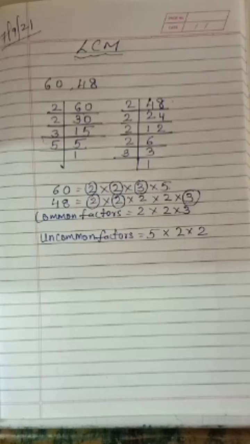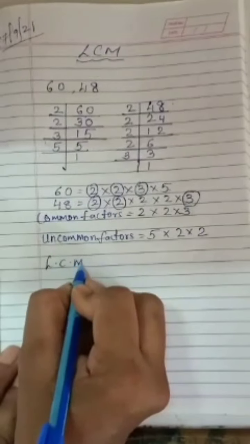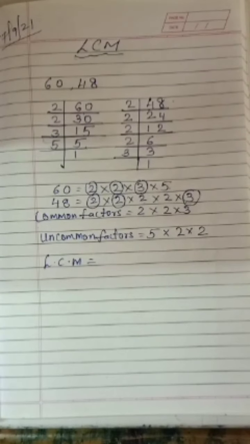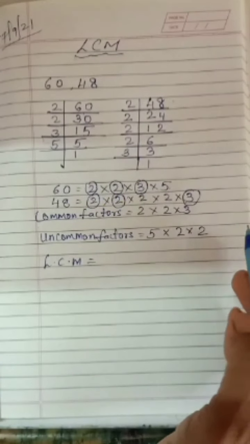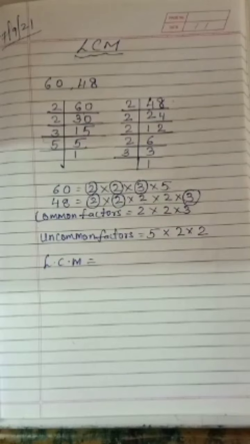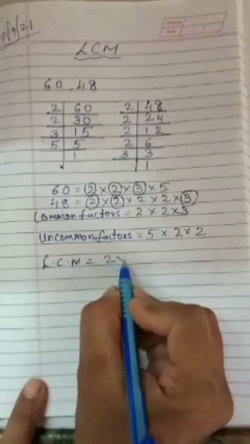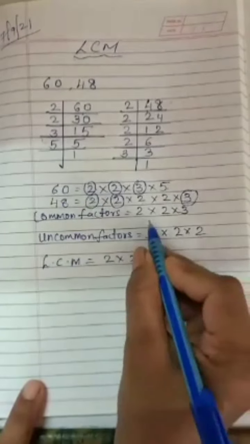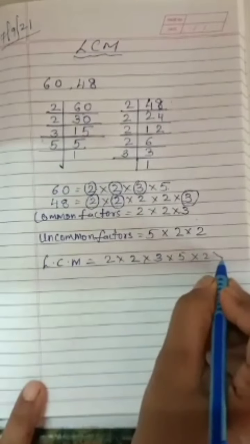Okay, now here first we are going to multiply. For finding the LCM, we are going to take the common factors as well as the uncommon factors. For HCF, we took only the common factors. We multiplied only the common factors and we got the HCF. Now here to find out the LCM, we are going to take common as well as uncommon factors. So now let us multiply 2 into 2 into 3. These are the common factors. And uncommon factors, 5 into 2 into 2.